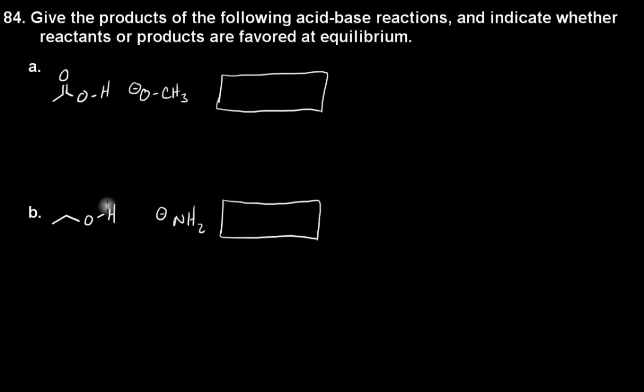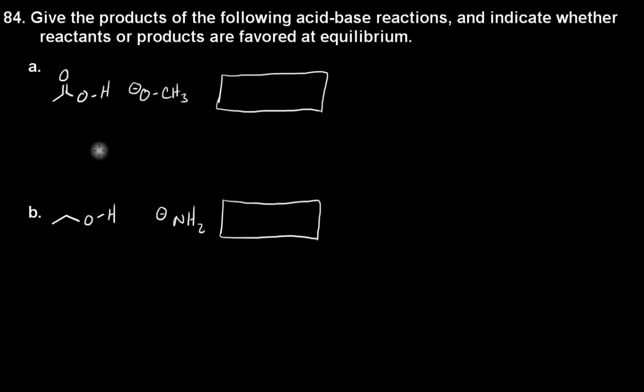Okay, so moving on to question 84, give the products of the following acid-base reactions and indicate whether the reactants or the products are going to be favored at equilibrium. There are actually four of these sub-questions, A through D. I'm just going to go through two of them, and then you'll need to go through C and D on your own. But if you can understand the way that we do A and B here, C and D should be relatively trivial. Okay. All right, so let's do question A.